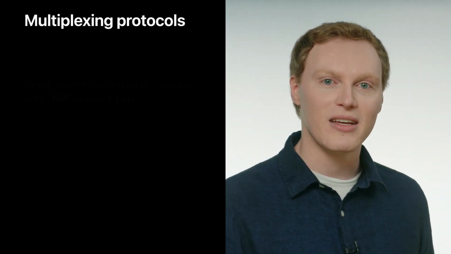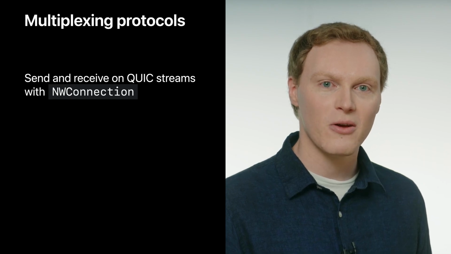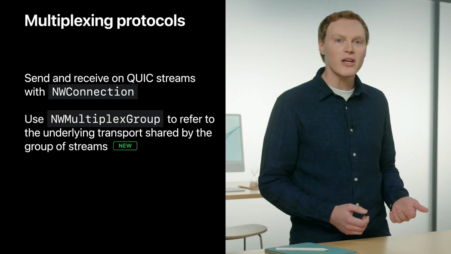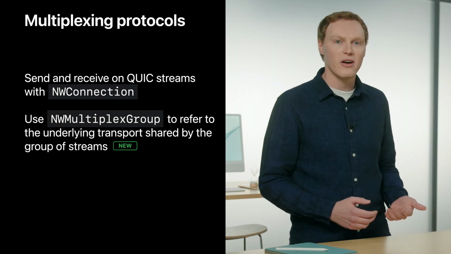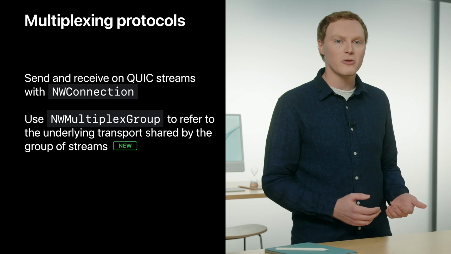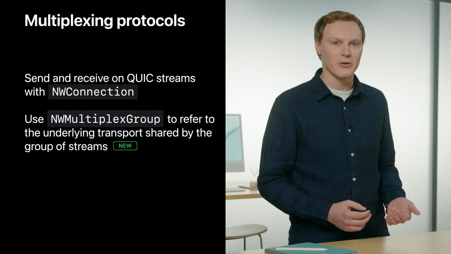Last year, we introduced the connection group object in Network Framework to make it easier to handle situations where multiple connections are related or grouped. QUIC streams that are multiplexed on an underlying transport context, or tunnel, are logically grouped based on that relationship and can be used with a new group type, NW multiplex group.